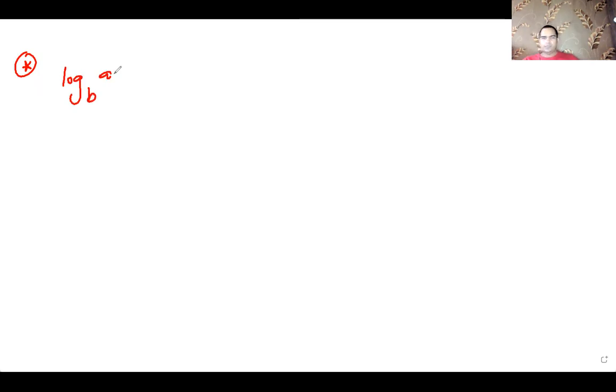It's like an ordinary function where you take the log of a certain number to a certain base. Now, here both numbers a and b must be positive. That's a requirement. At the same time, b should not be 1. At this stage, if you don't understand log properties, that's okay, but just remember this as a thumb rule for finding the domain of the logarithmic function.